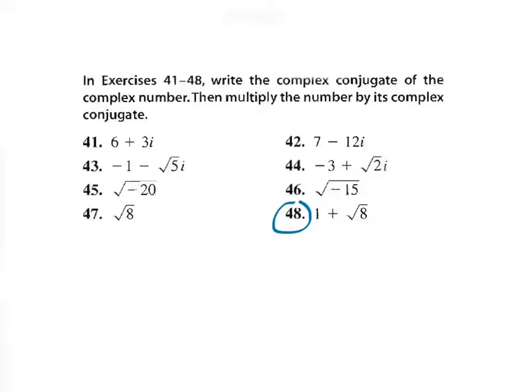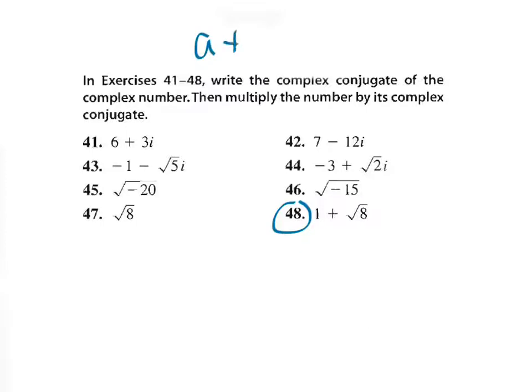All right, so this problem says multiply it by the complex conjugate. The complex conjugate, wait a tick. Oh, I see why this is tricky. Yeah, I don't get the concept. Okay, all right. We've got to talk about the A and the B on this one.